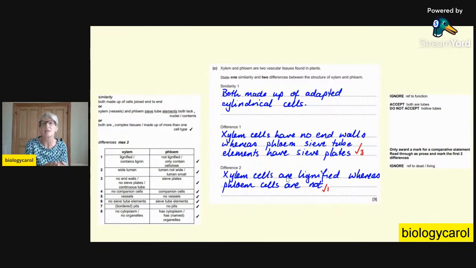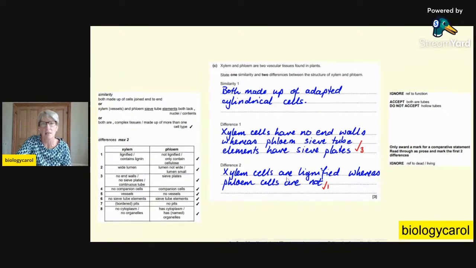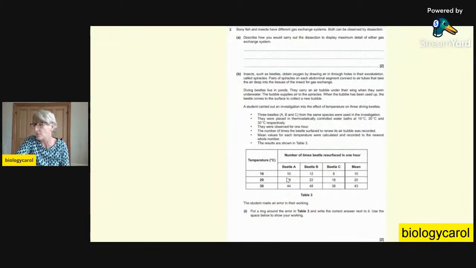It's just like if you were saying the difference between me and somebody with dark hair. Carol's got blonde hair, so-and-so's got dark hair. You're talking about the same feature about both things.